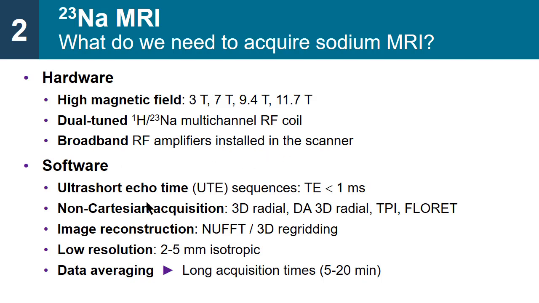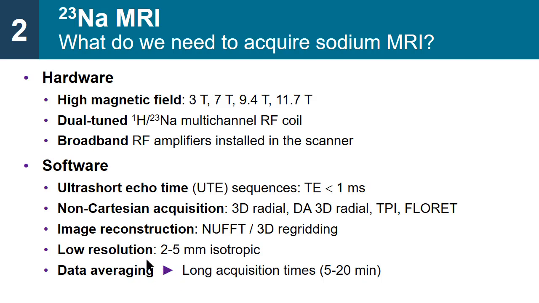From the software point of view, the signal is decaying very, very fast, so you need ultra-short TE sequences. In general, we use sequences that start from the center of k-space. We use 3D radial or density-adapted 3D radial, which is more efficient in the outer k-space to be more uniform. Twisted projection imaging or FLORET, where you project some spirals on cones, give a more uniform distribution of points in your k-space.